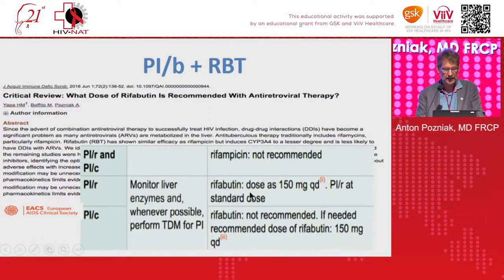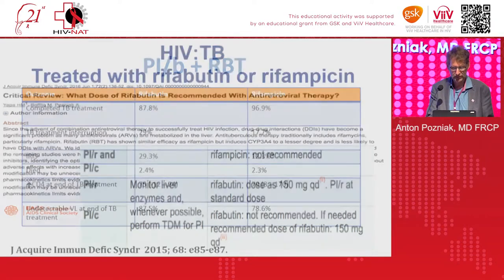With ritonavir, you could use rifabutin at 150 milligrams a day, and with cobicistat, it's not recommended, but if you do, you can use 150 milligrams and maybe look at drug therapeutic levels. Now, for a lot of countries in the world, you don't have measurements of drug levels of the boosted PIs, and you don't have rifabutin. But it's interesting to know that if you do get into a jam with antiviral therapy and you can't use rifampicin, then rifabutin's an option.